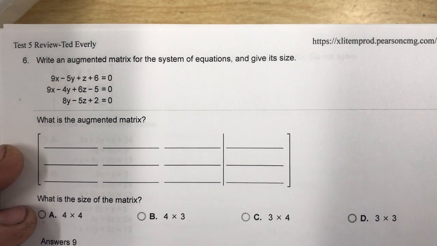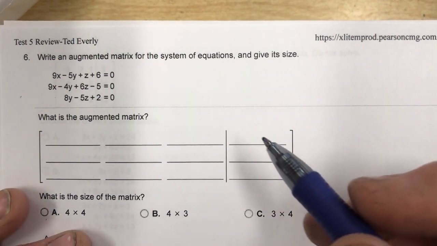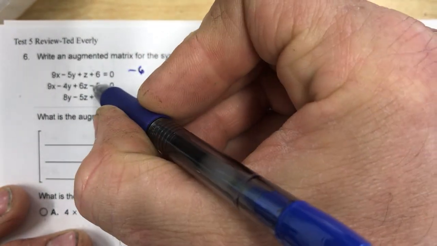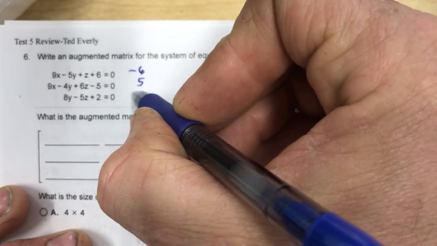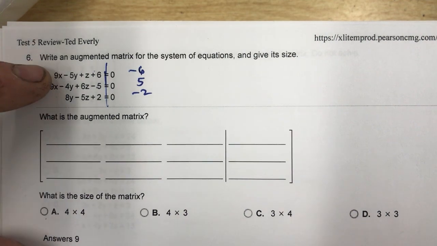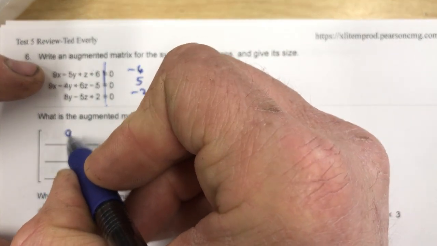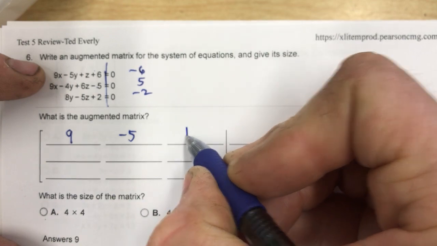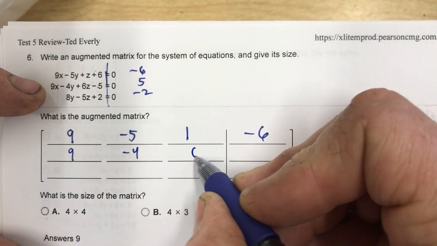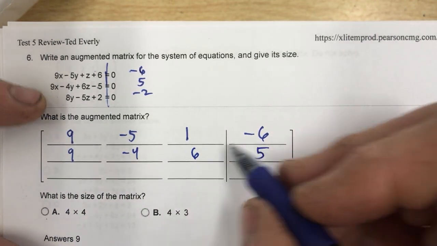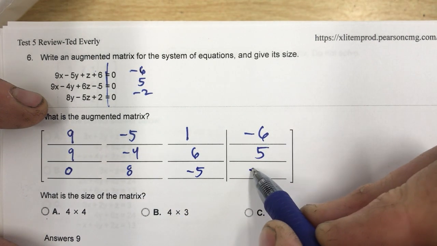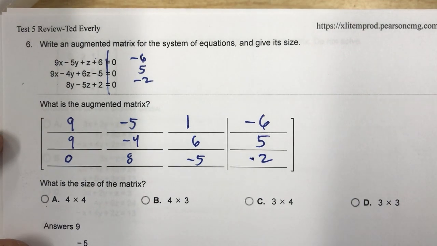This says write an augmented matrix. Okay. Now, when I do this, I need to subtract 6 to get this over here. I need to add 5, get it over here. Subtract 2, get it over here. Because these need to be on this side of the equals. All right, so it means my augmented matrix, I got a 9x, a negative 5y, and a 1z, and then I got a negative 6 over here. This one I got a 9x, a negative 4y, and a 6z, and then I got a 5 here. On this one, there is no x. I've got an 8y, and I got a negative 5z, and then a negative 2. And that's my augmented matrix.